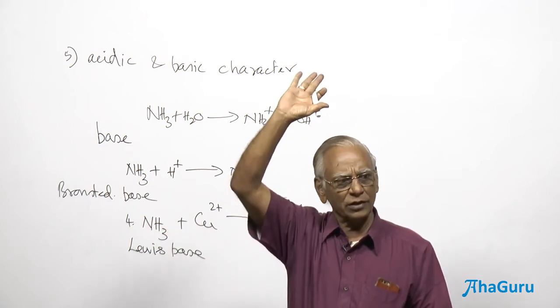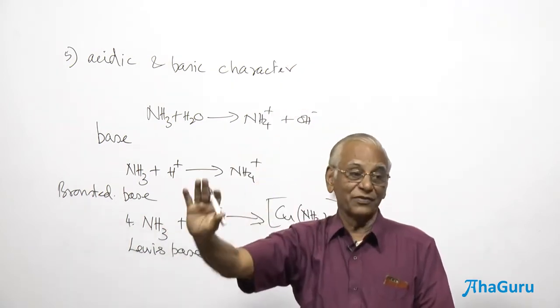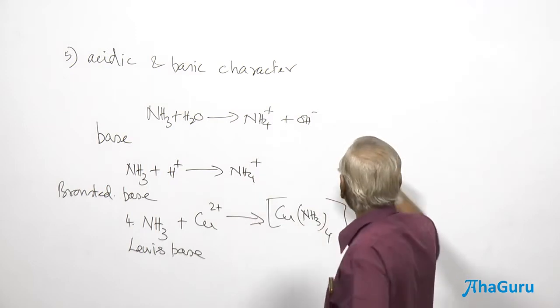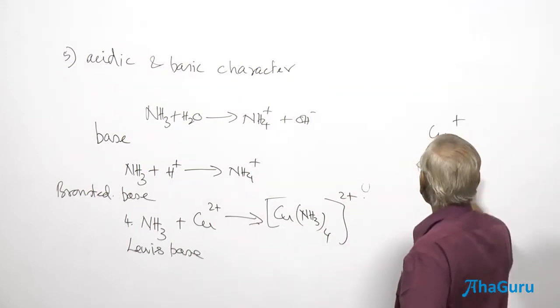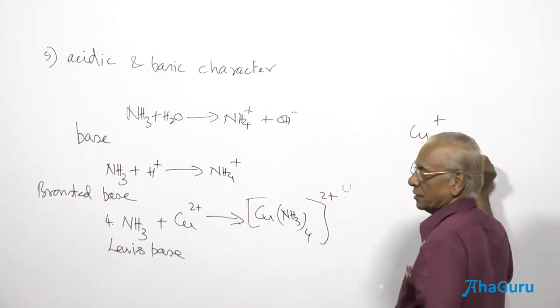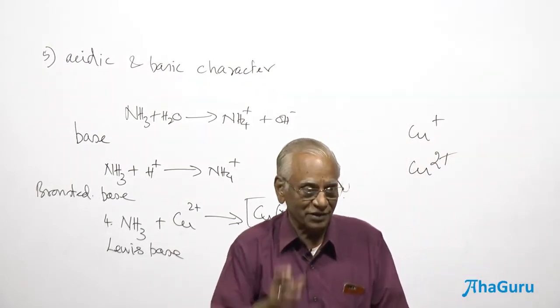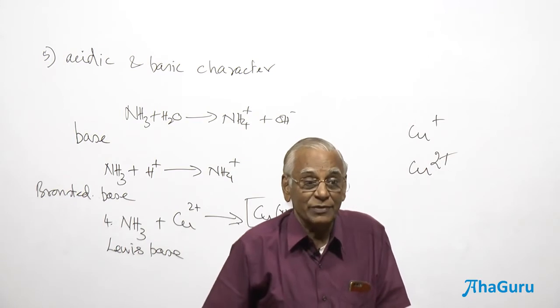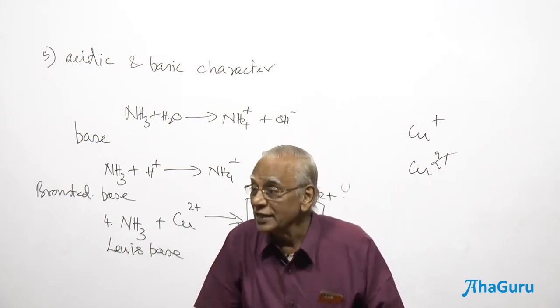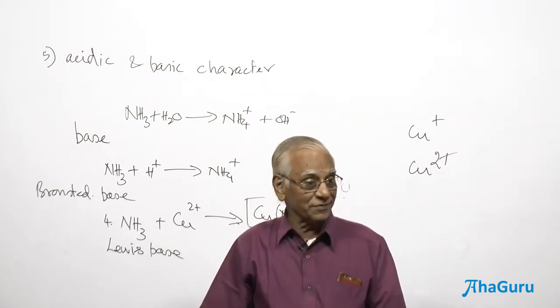Then what happened to your octet configuration? Okay, we shall take care of the octet also. Between Cu+ and Cu2+, which has greater attraction towards electrons? Obviously Cu2+. Higher the positive charge, higher the attraction. We have one more explanation. Tell me why Cu2+ has greater attraction than Cu+.